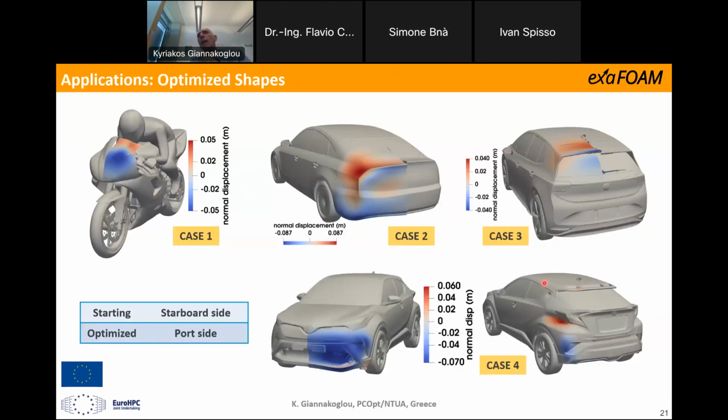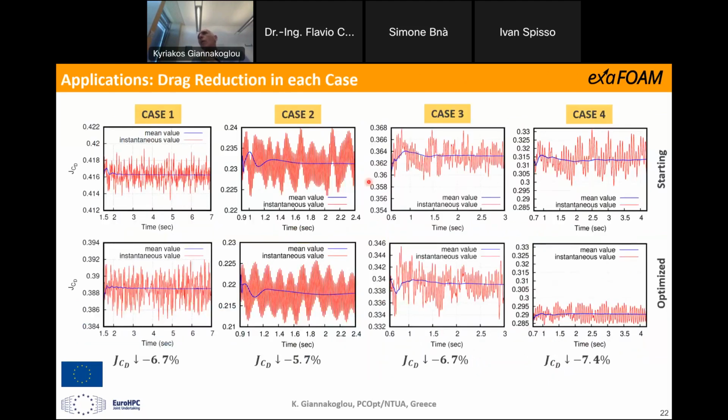And by running this algorithm, we optimized the shape of motorbikes or cars, as you see here in this combined picture. In all of them, on the right of the vehicle, you see the starting geometry, and on the left, you see the optimized geometry. So we are very happy with these results.